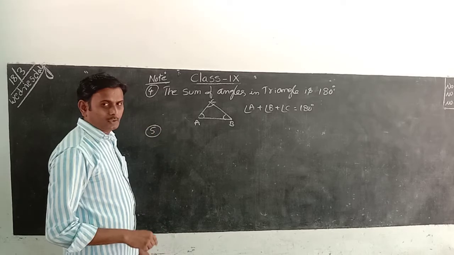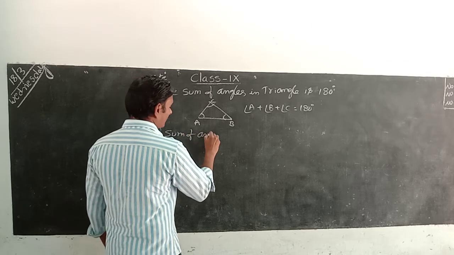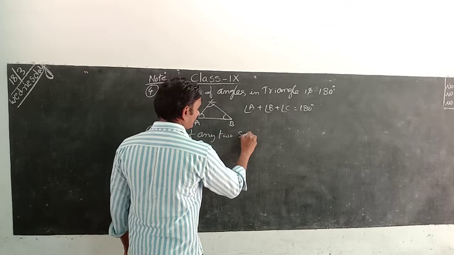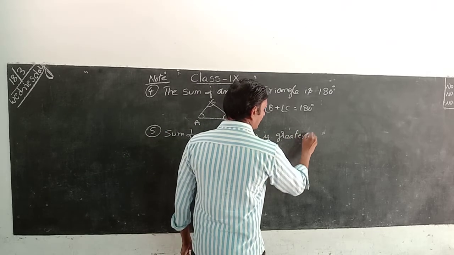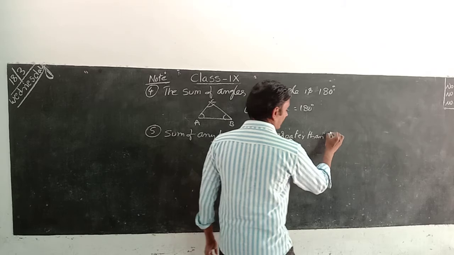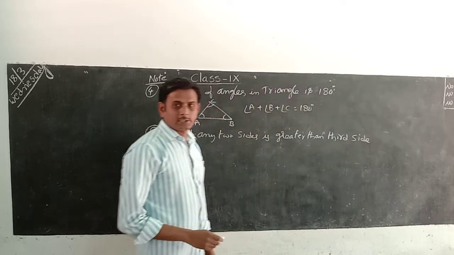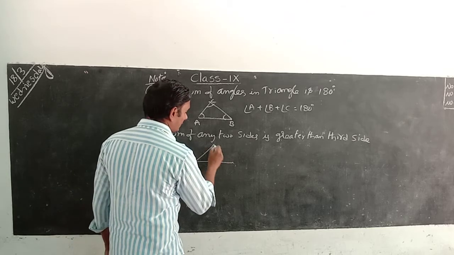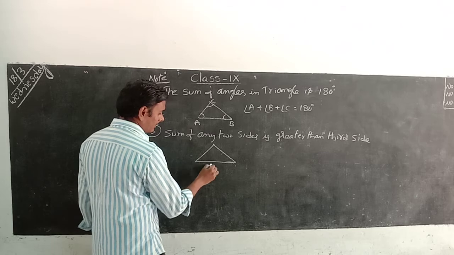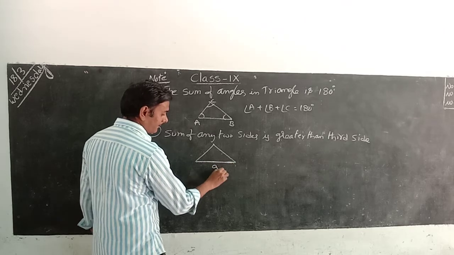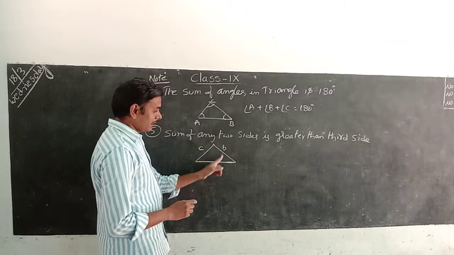Fifth rule. What is the fifth rule? Sum of any two sides is greater than third side. Sum of any two sides means you take this side, okay, this name I am taking. This side length A, this side length B, this side length C I am taking.